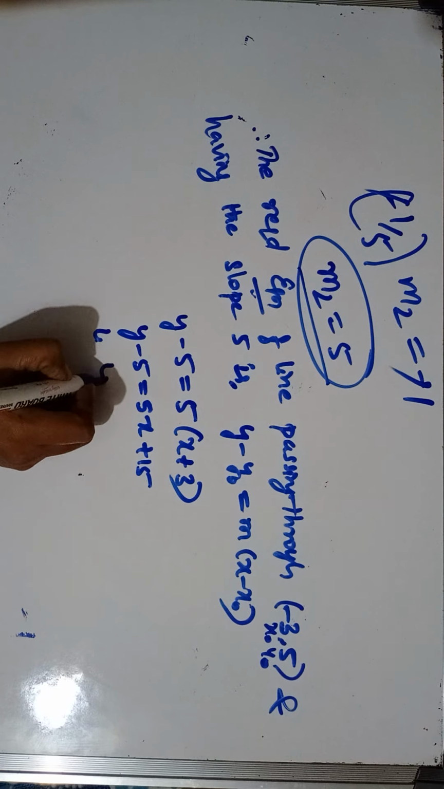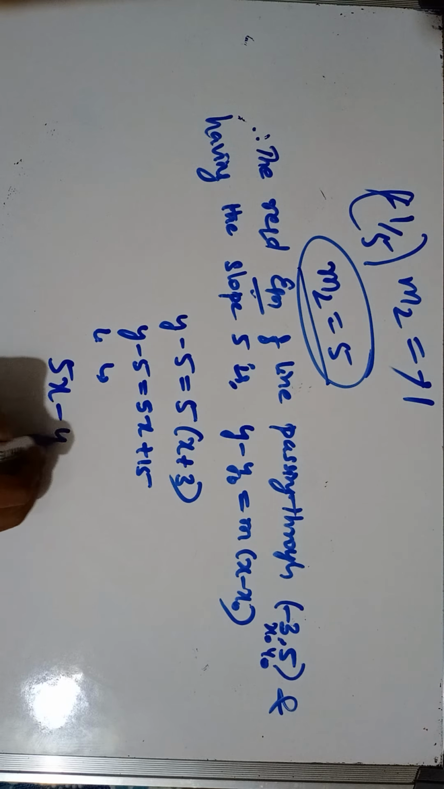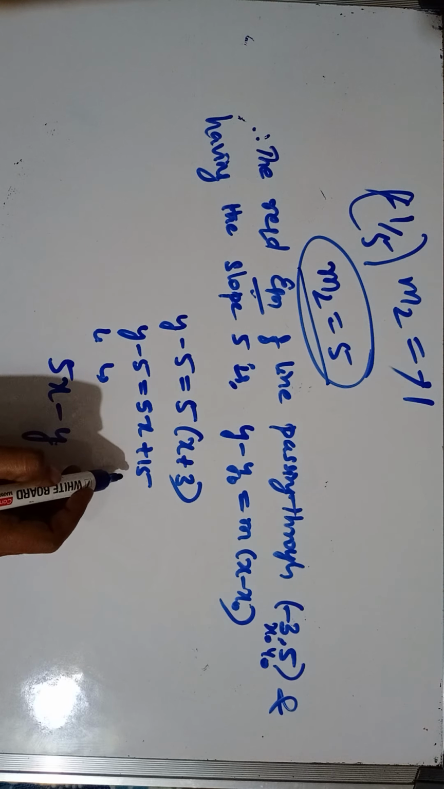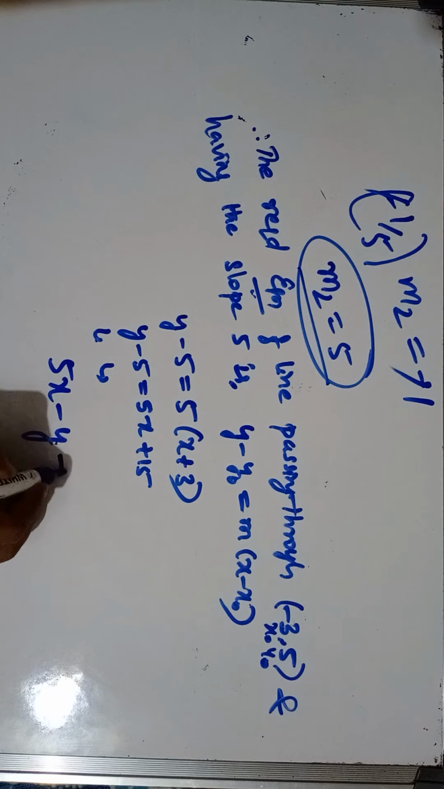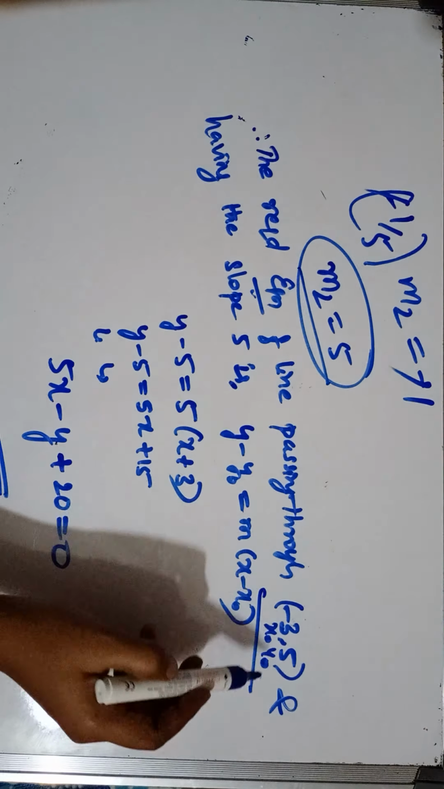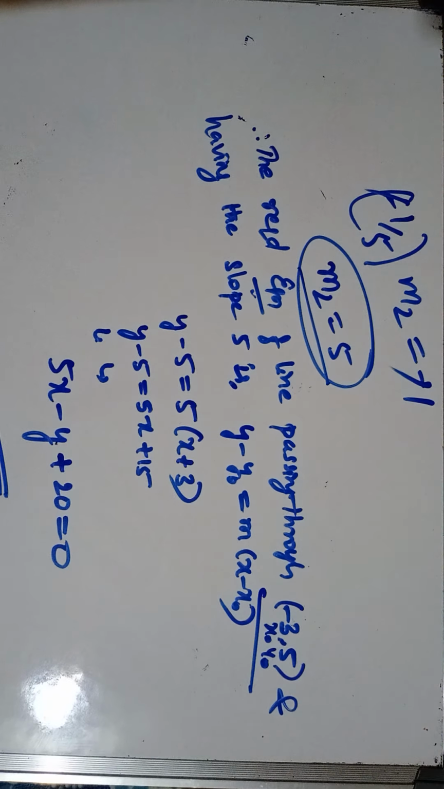Take these two terms to RHS. What you will get? 5x minus y. So this 5 goes to RHS. Already we have 15. 15 plus 5 is 20, which is equal to 0. So this is the required equation of the line which passes through the point (-3,5) and which is perpendicular to the line joining B and C.